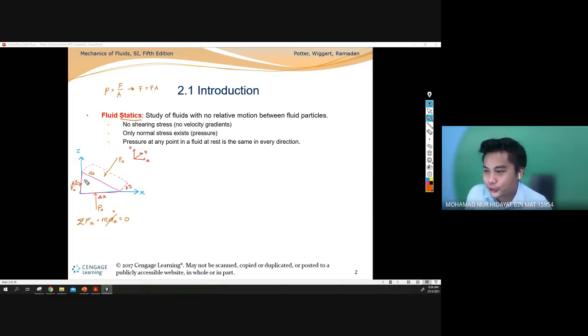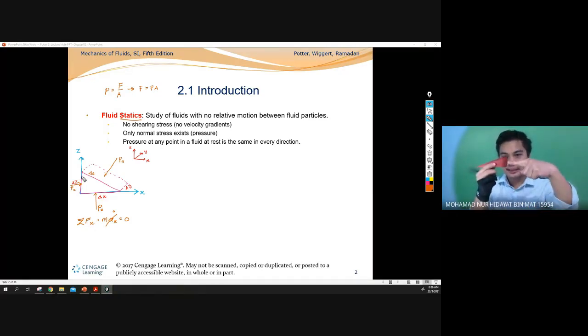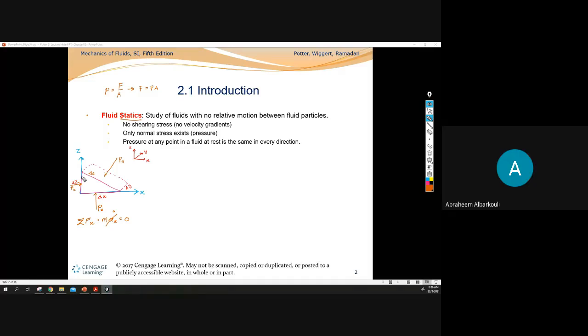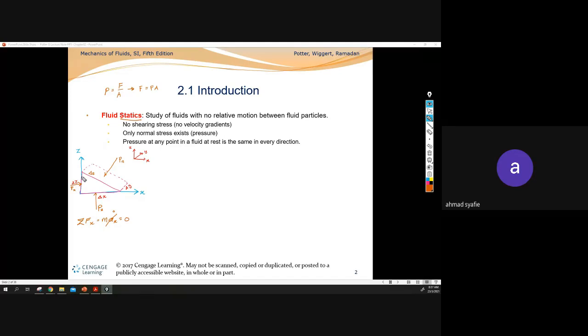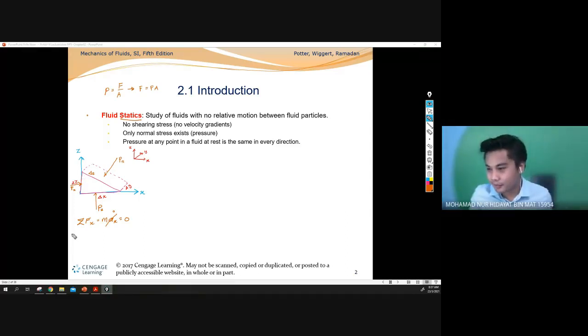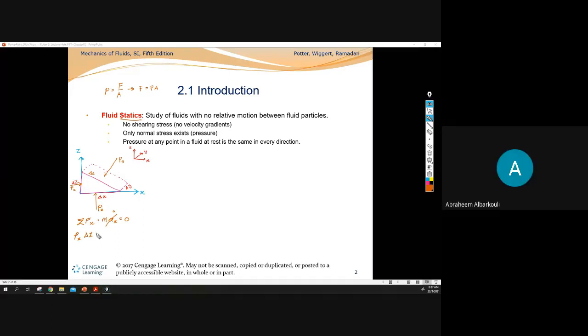Yes, correct. So this is my wedge. This is the Px. What is the area? How to get this area? Width times height. It's delta x times delta y. Sorry, delta z times delta y. What is the height here? Delta z. So the area is delta z multiplied with delta y. So the force is Px multiplied with delta z delta y. Now you understand, yeah?